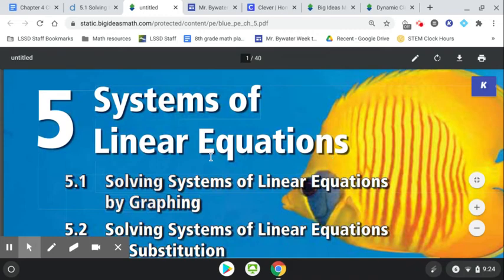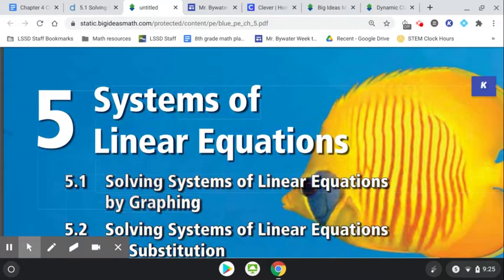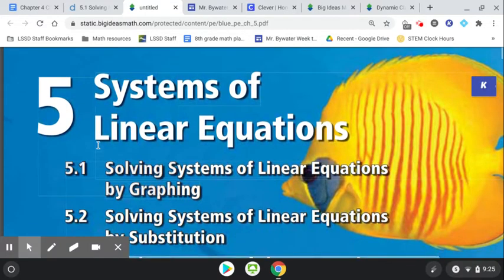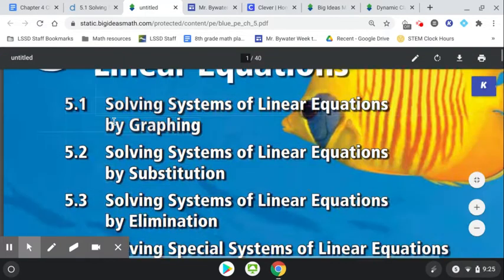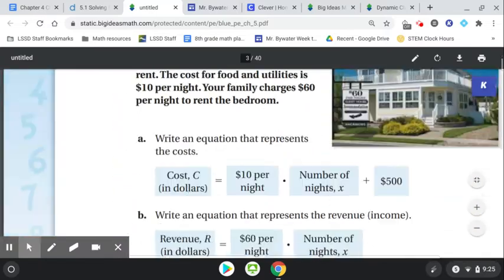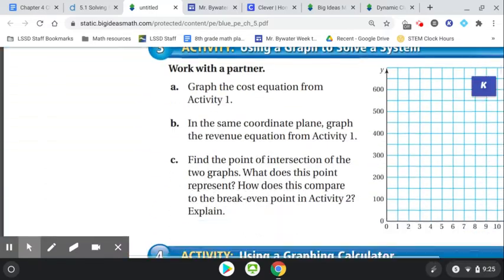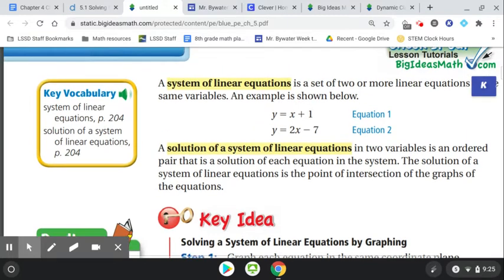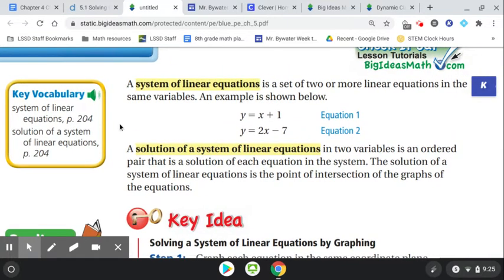Okay, scholars, welcome to Chapter 5, Systems of Linear Equations, and this is really just a continuation of Chapter 4, where we were graphing lines. Now we just have two lines at a time. That's all a system of equations is, graphing two lines at a time. So a system is simply two or more linear equations.